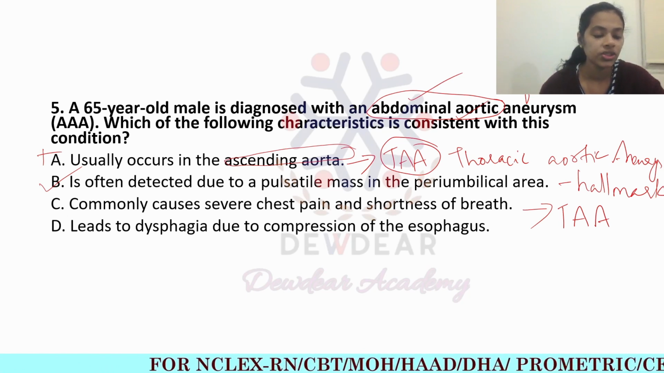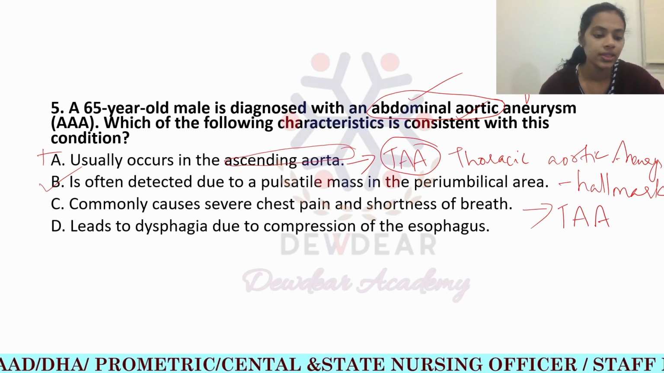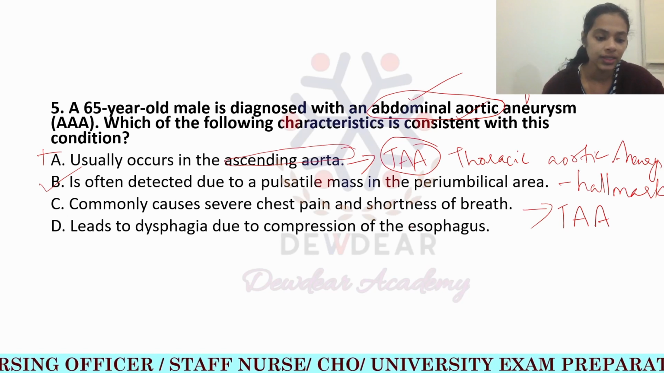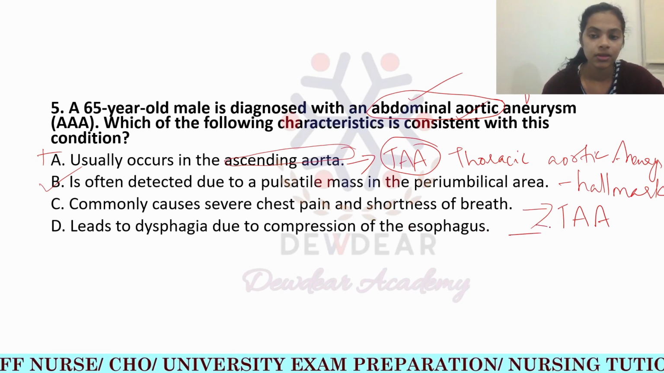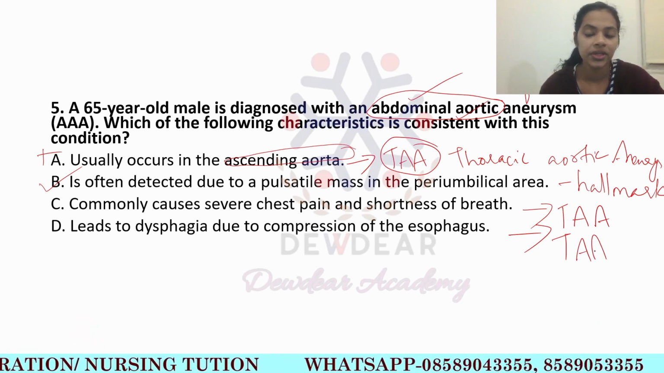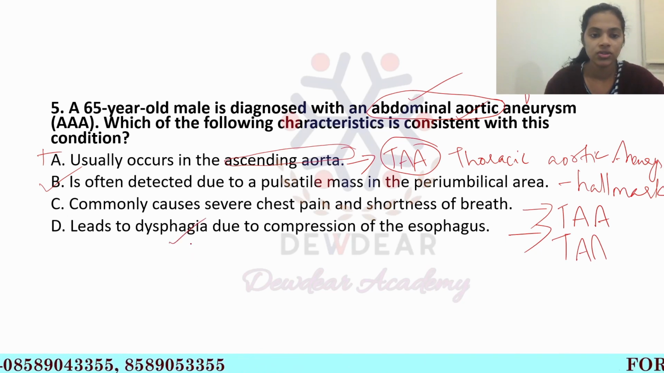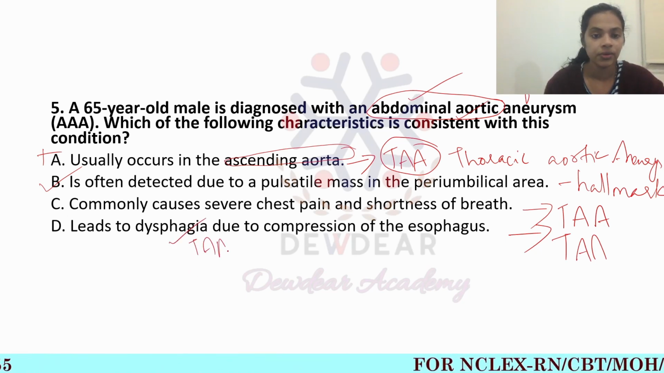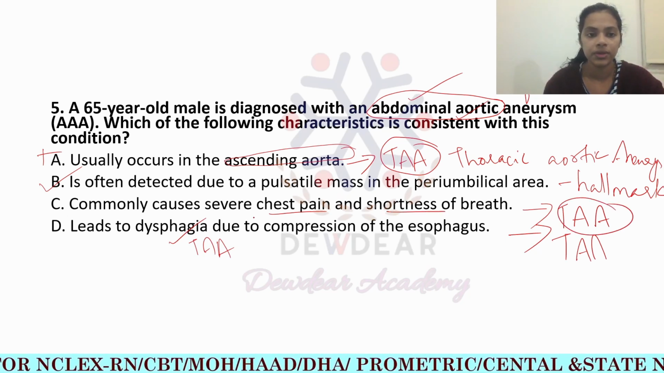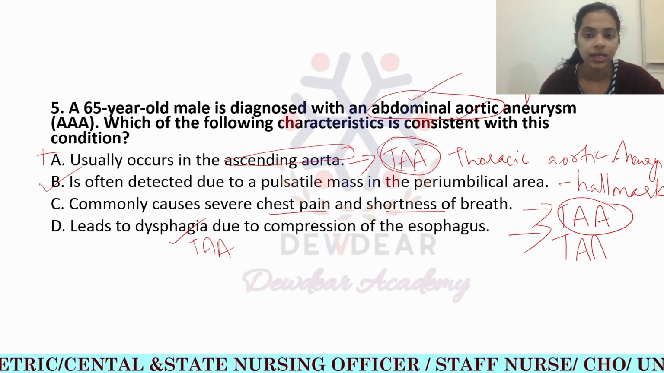Then the last option, leads to dysphagia due to compression of the esophagus. This is also incorrect, because dysphagia is associated with thoracic aortic aneurysm, which compresses the esophagus. Dysphagia is caused by thoracic aortic aneurysm. The chest pain and shortness of breath are also caused by thoracic aortic aneurysm. If there is any problem occurring in the ascending aorta, that is mainly thoracic aortic aneurysm.